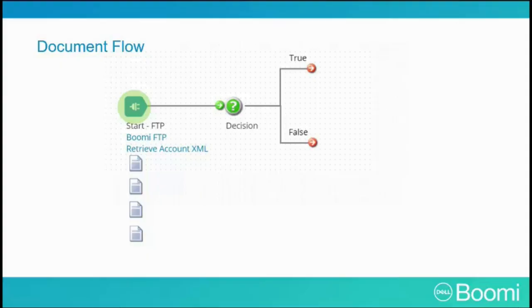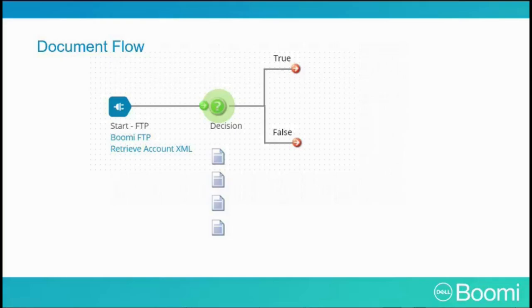Let's look at one more example about how documents can flow through a process. Documents usually flow together as a group by default, but there are some conditional shapes that may send documents down different paths. For example, you can use a decision shape to compare 2 values and send a document either down the true or the false path. In this example, we see, due to the decision shape, 2 documents are sent down the true path and 2 documents are sent down the false path.